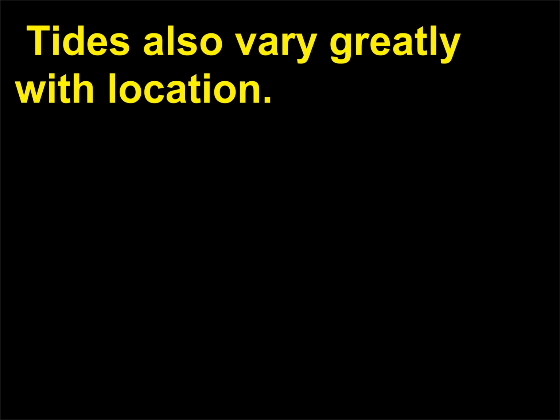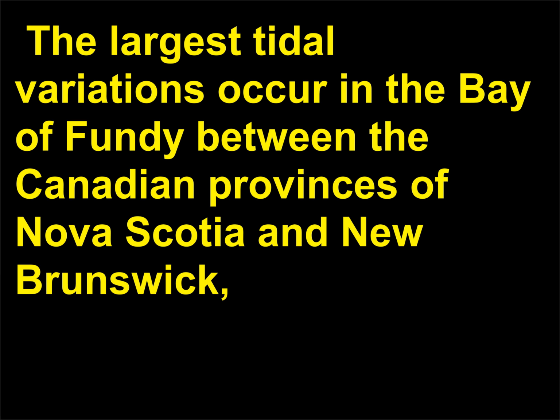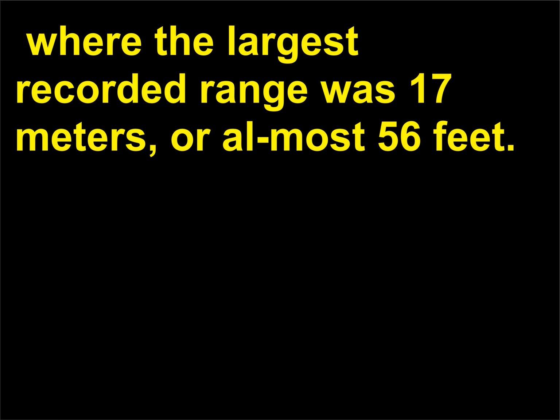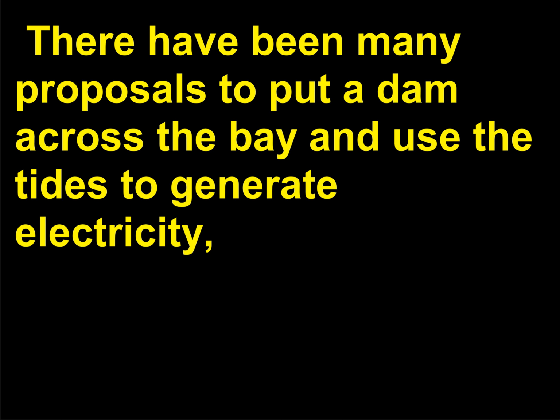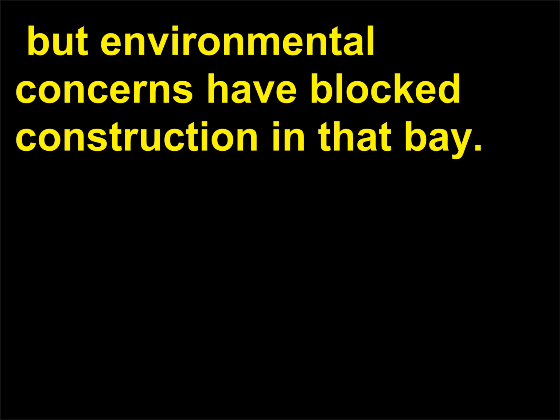Tides also vary greatly with location. The largest tidal variations occur in the Bay of Fundy between the Canadian provinces of Nova Scotia and New Brunswick, where the largest recorded range was 17 meters, or almost 56 feet. There have been many proposals to put a dam across the bay and use the tides to generate electricity. But environmental concerns have blocked construction in that bay.